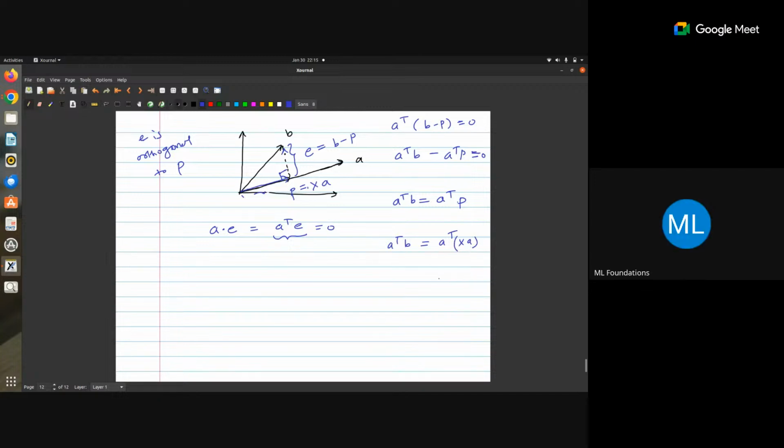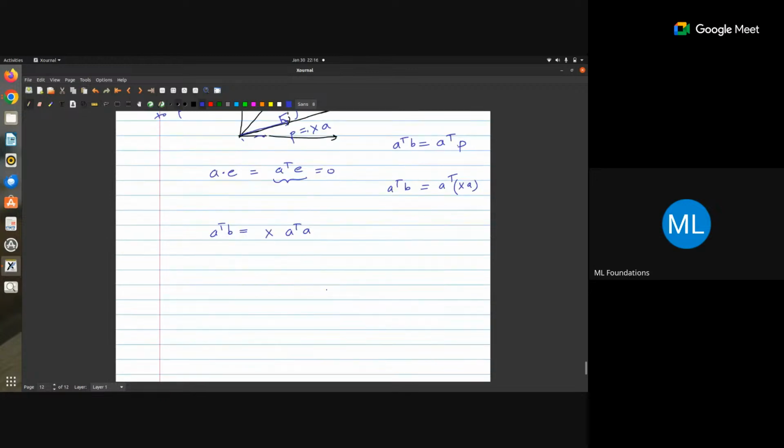But X is a scalar, right? When X is a scalar, can I write A transpose B as X into A transpose A? If you have some understanding of it, this is the norm of A, and we are actually squaring that term. If I just have numbers, not a vector representation, it's A square. In vector representation, we write it as A transpose A.